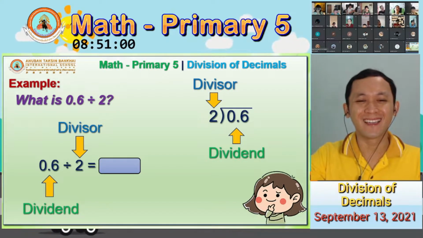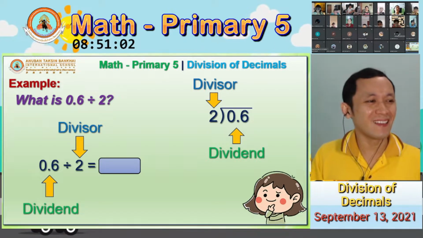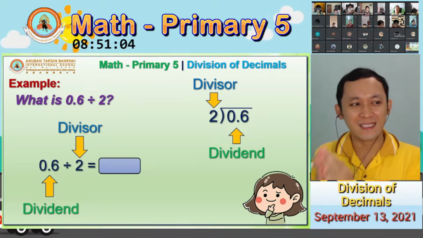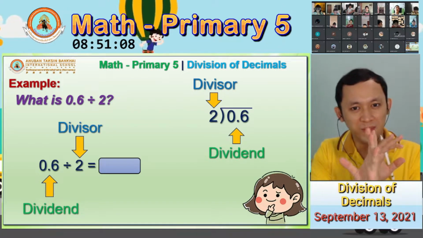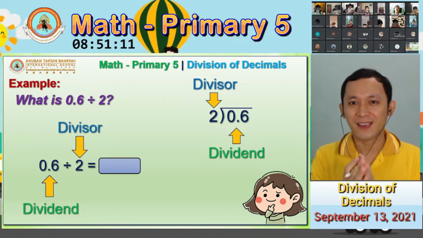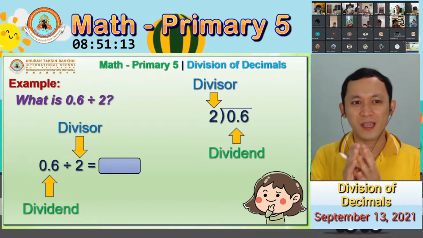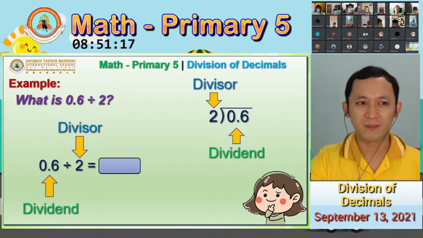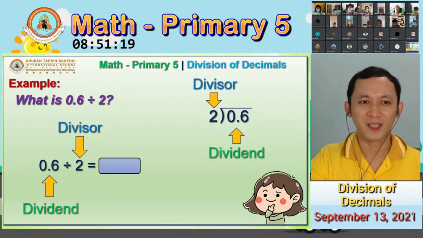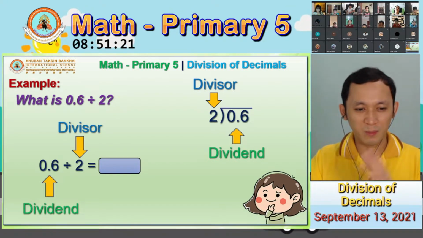Oh, okay. All right. So again, dividend is inside, divisor is outside. Do not interchange that. If you interchange that, your answer will be wrong.